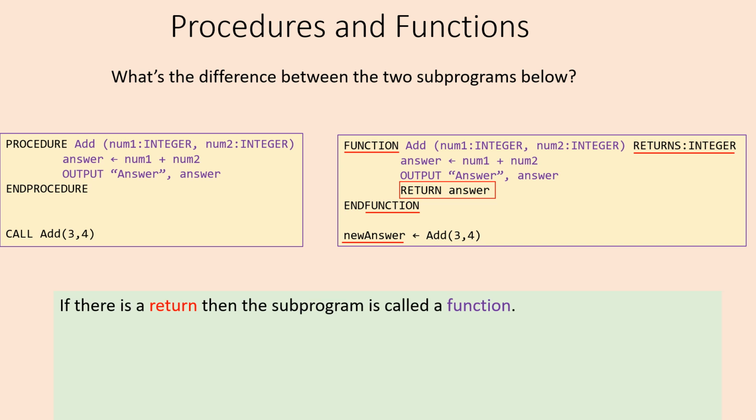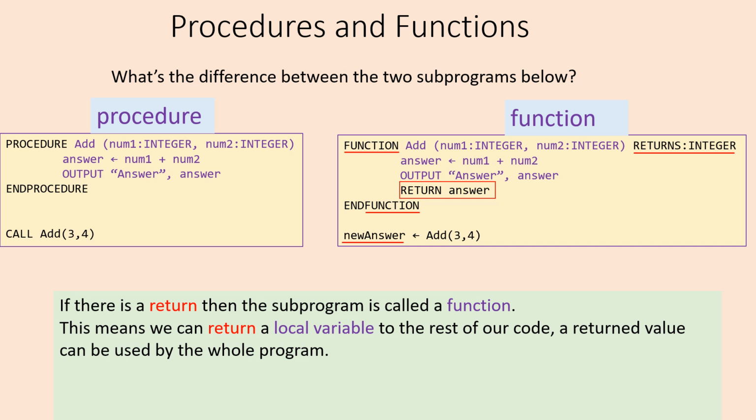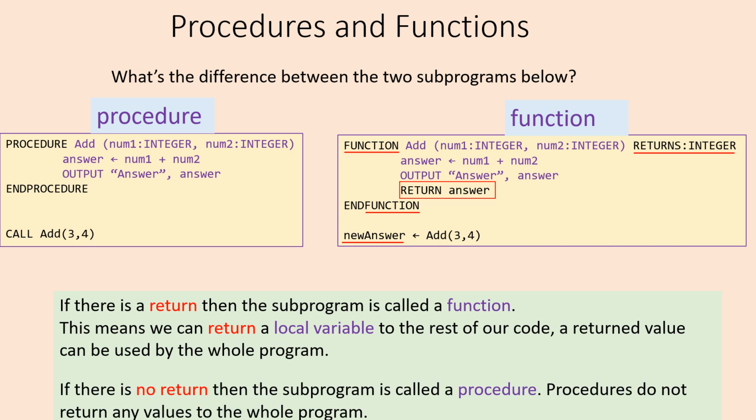So if there was a return, the subprogram is a function. That's a key point. This means we can return a local variable to the rest of our code. A return value can be used by the whole program. If there is no return, such as this one here on the left hand side, then it's a procedure. Procedures do not return any values to the whole program. We get a chance to practice some of these as we go through this video.